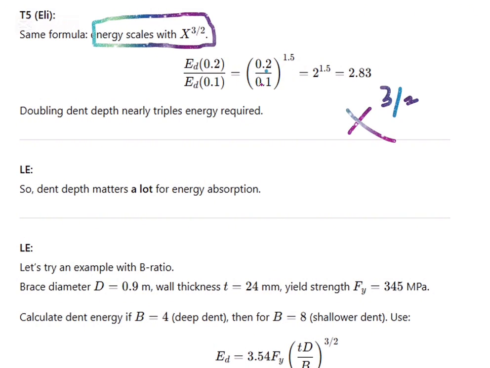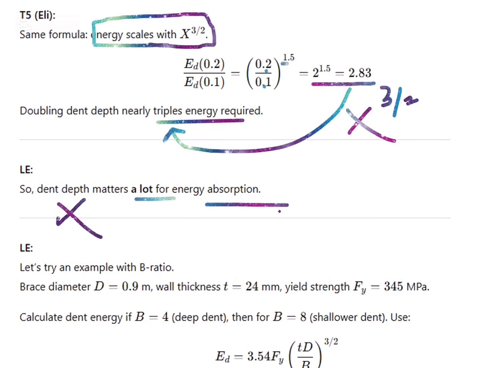So 0.2 over 0.1 to the power 1.5 means it becomes almost triple. Doubling dent depth nearly triples the energy required. So dent depth X matters a lot for energy absorption.